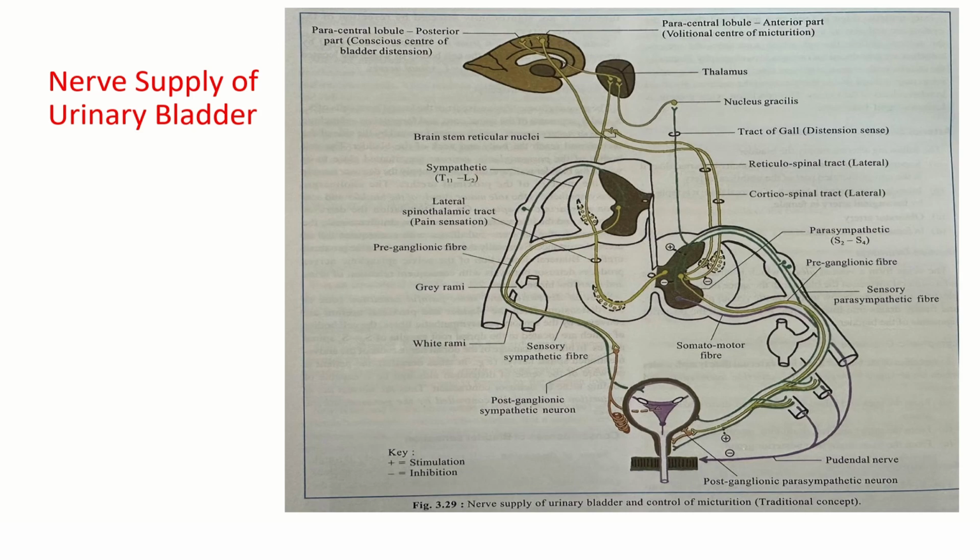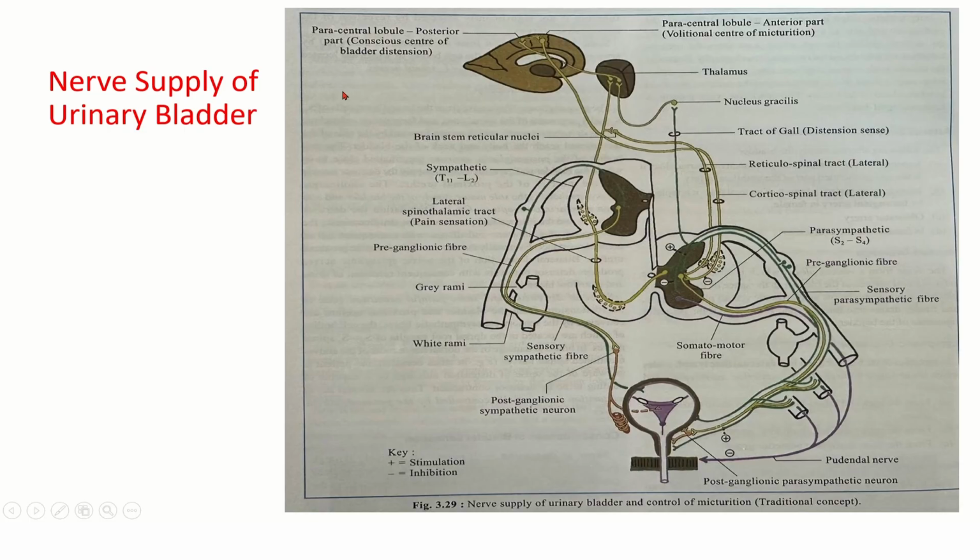First is consciousness of bladder sensation. The sense of distension, if you observe here, these are the sensory fibers, passes successively through the parasympathetic sensory fibers, then the ipsilateral tract of Goll, that is fasciculus gracilis, to the nucleus gracilis, then the internal arcuate fibers and medial lemniscus to the thalamus, and then to the posterior part of the paracentral lobule.